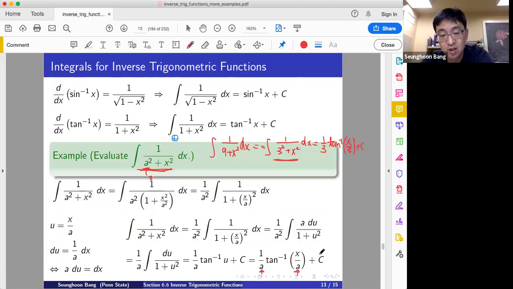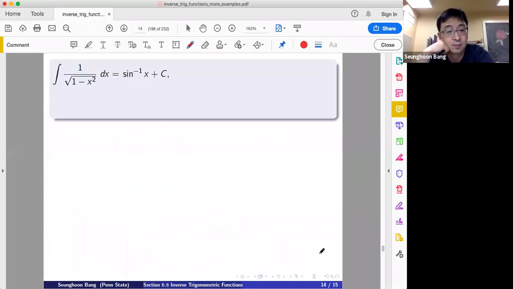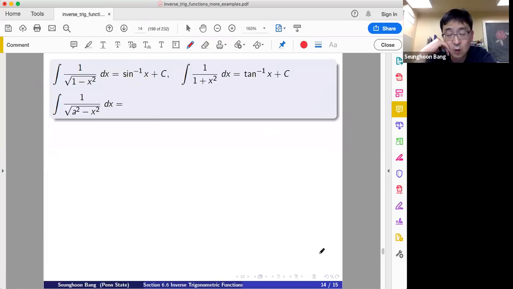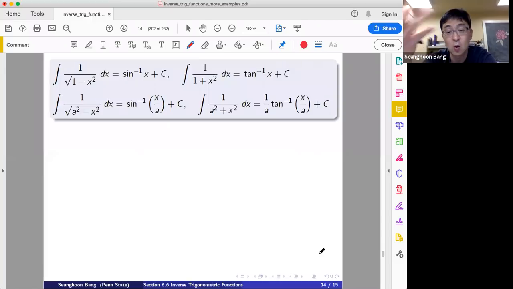Always use the general formula. So remember: integral 1 over root of 1 minus x squared dx is inverse sine of x plus c. Integral 1 over 1 plus x squared dx is inverse tangent of x plus c. Integral 1 over the square root of a squared minus x squared dx is inverse sine of x over a plus c. Integral 1 over a squared plus x squared dx is 1 over a inverse tangent of x over a plus c. That's the whole idea.